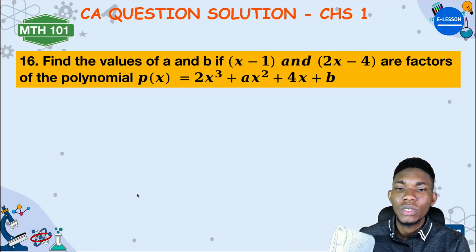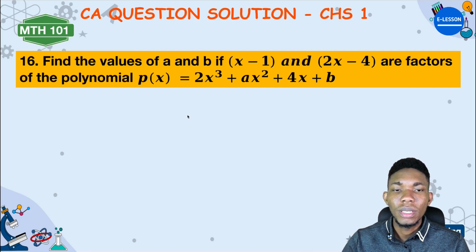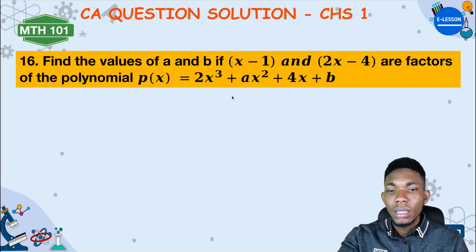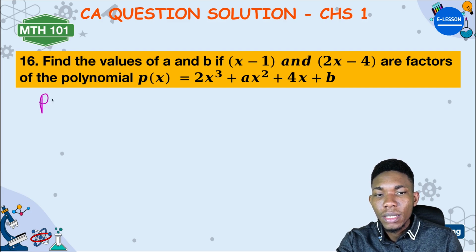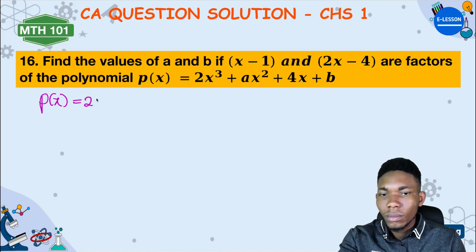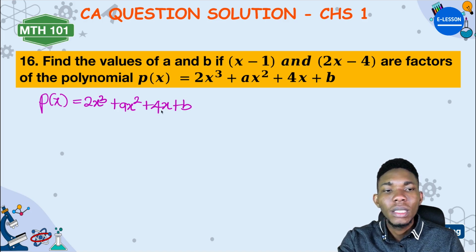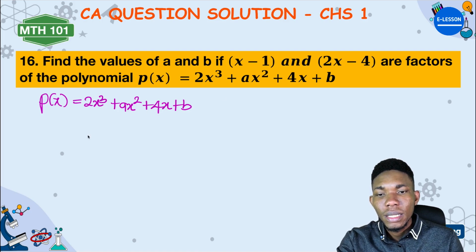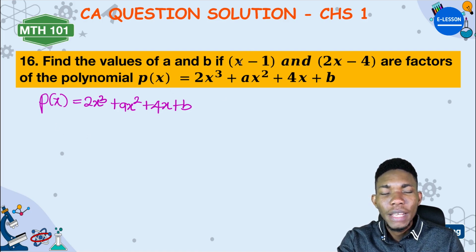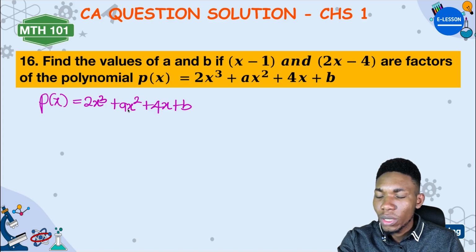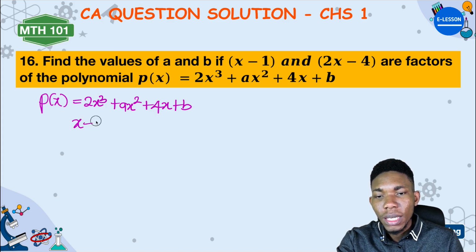All right, so we have the next question here, which says find the value of a and b if x minus 1 and 2x minus 4 are factors of this polynomial. Now, the polynomial that was given to you, my dear student, is p(x) equals 2x cubed plus ax squared plus 4x plus b. Now, if they are factors, it means that if we substitute the value we get from here into this equation, it's supposed to give us 0.